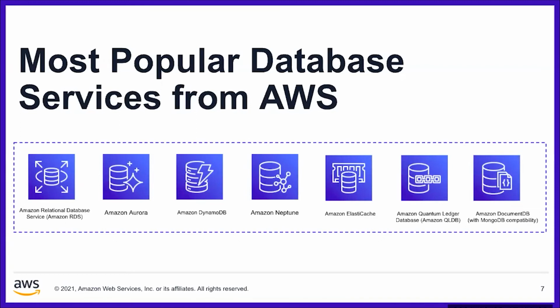So these four are my favorite ones, and other than these, Neptune, as I said earlier, is a graph-based database for social networking platforms and others. Quantum Ledger Database is for transactional, e-commerce based applications, and DocumentDB is MongoDB compatible. These are all the most popular databases from AWS, and we need to select them based on the particular use case. We just can't use them for any application. It will not be the best use case for any application.